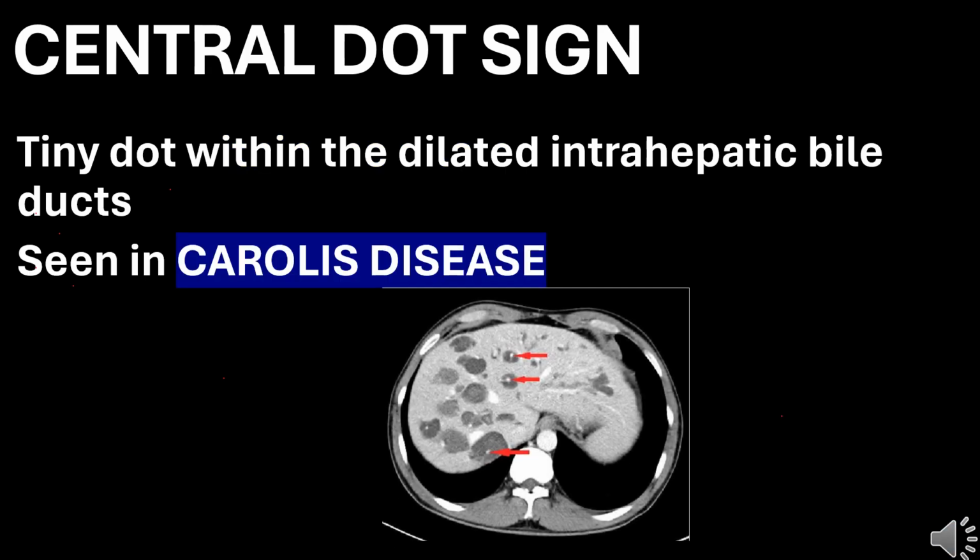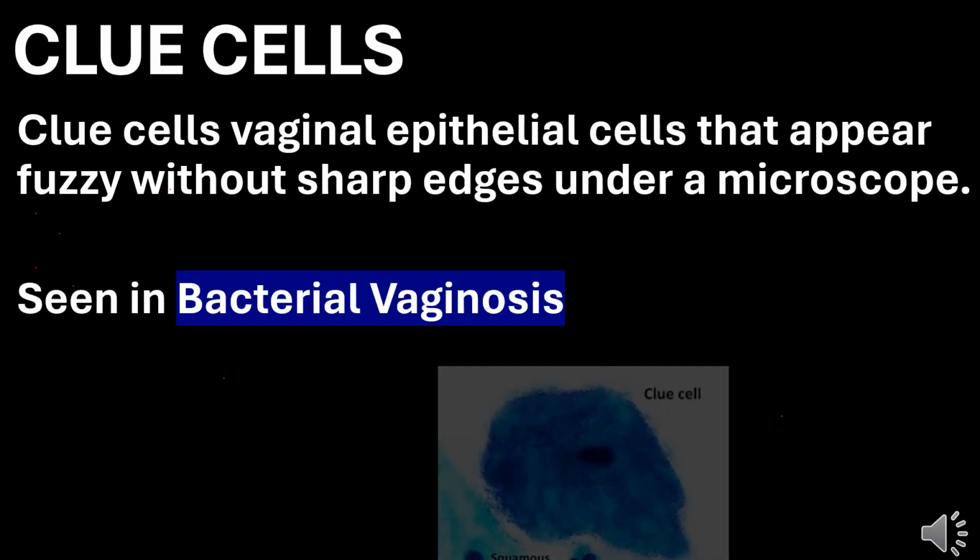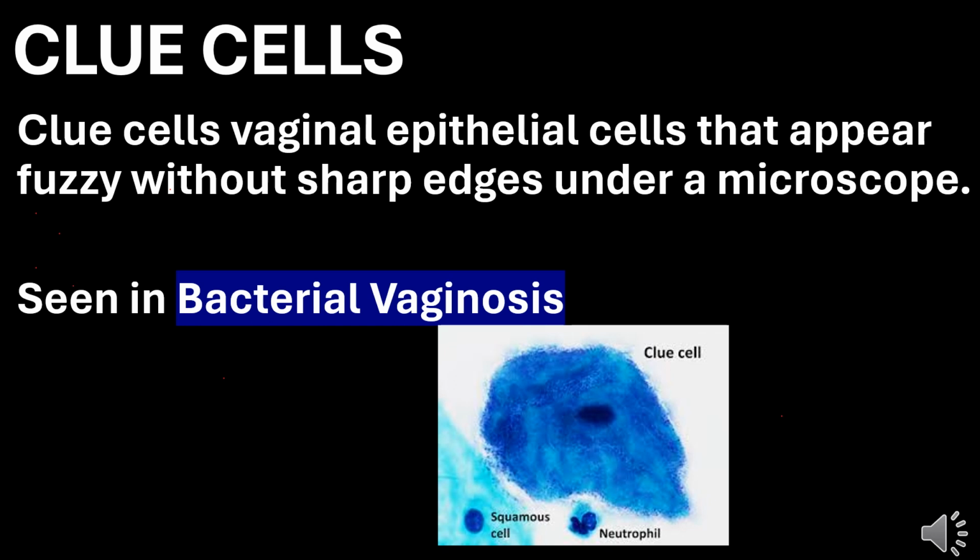Central dot sign. Tiny dots within dilated intrahepatic bile duct. This is seen in Caroli's disease. More details about this disease will be added in the upcoming videos. Clue cells. Clue cells are the vaginal epithelial cells that appear fuzzy without sharp edges under a microscope. This is seen in bacterial vaginosis.